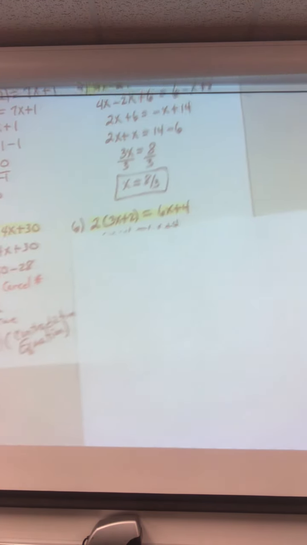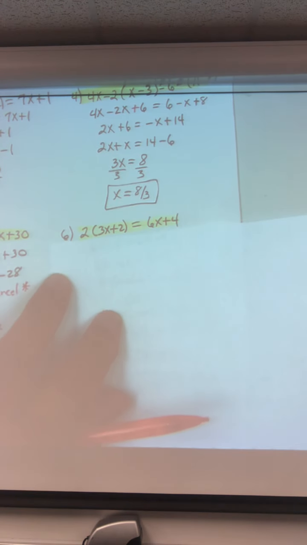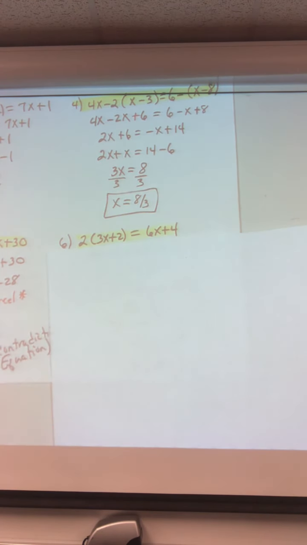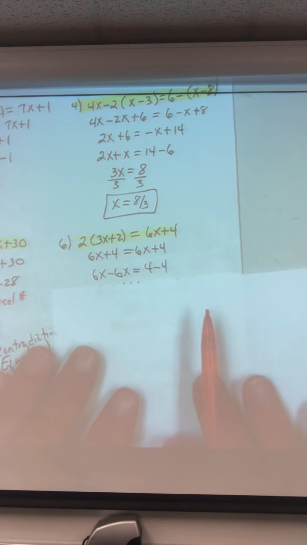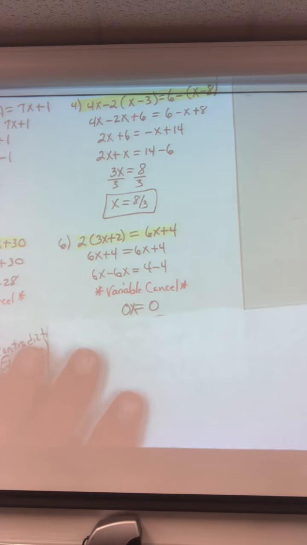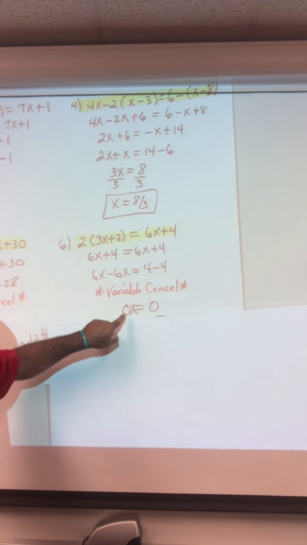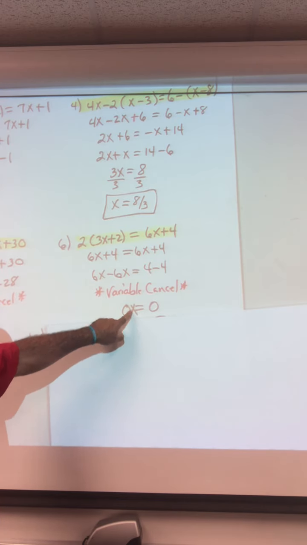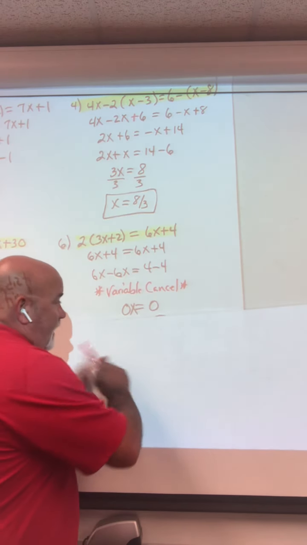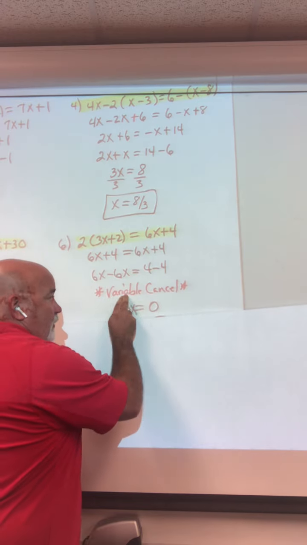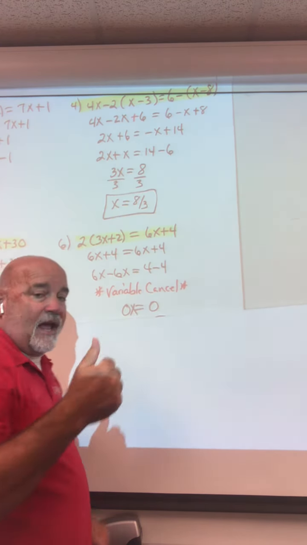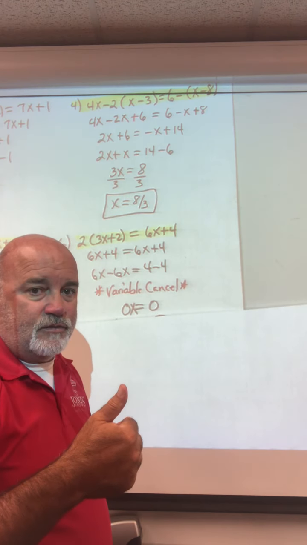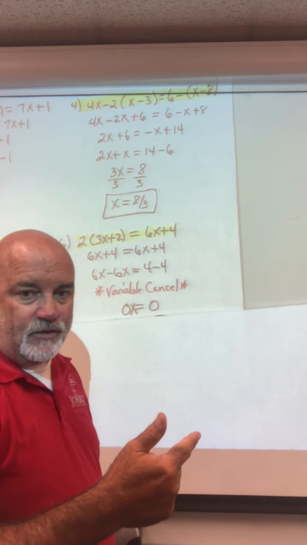When you look at this next example, it looks just like the others, doesn't it? Okay, let's distribute. Now get the x's on one side, numbers on the other. And when you do, you get 6x minus 6x, 0x, there it is again. So, based on the note that I gave you, if your variables cancel, the answer is either nothing works or everything works.